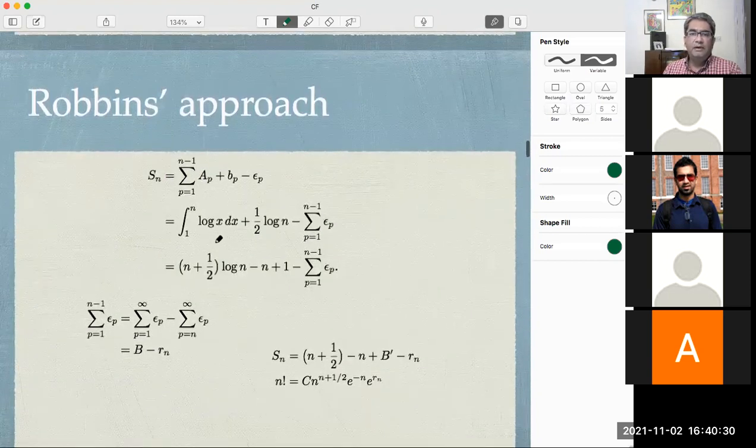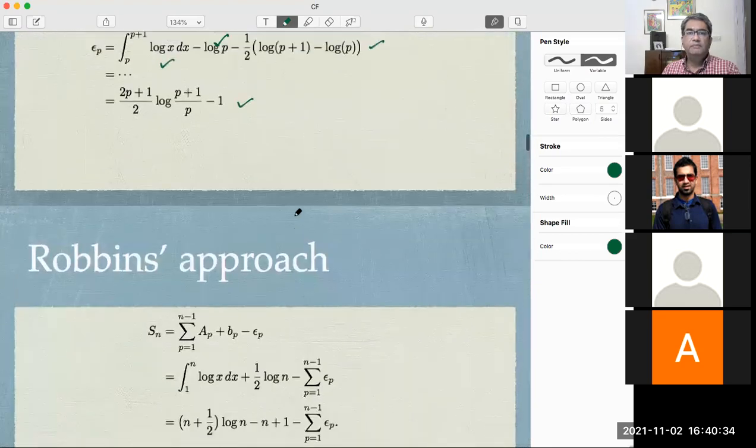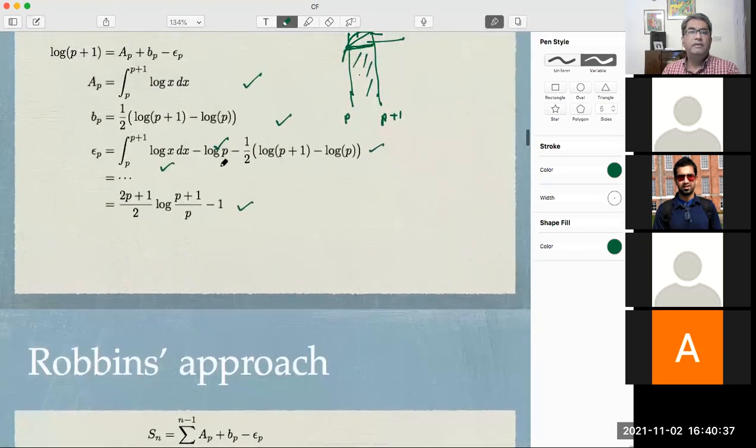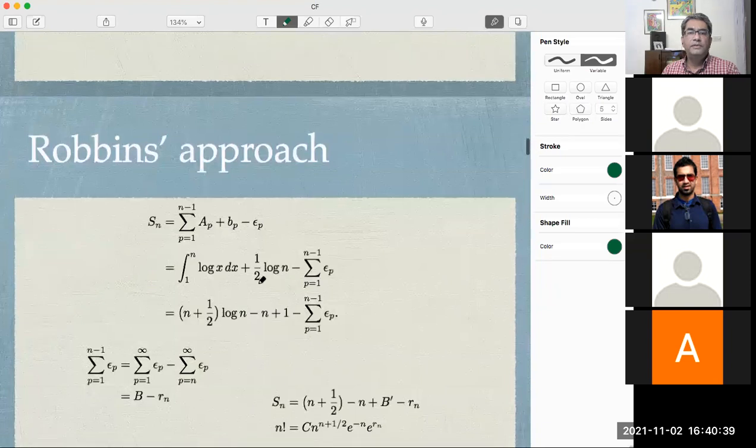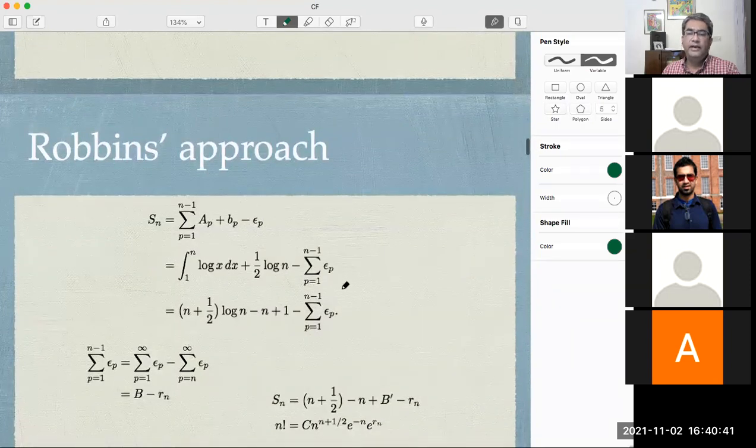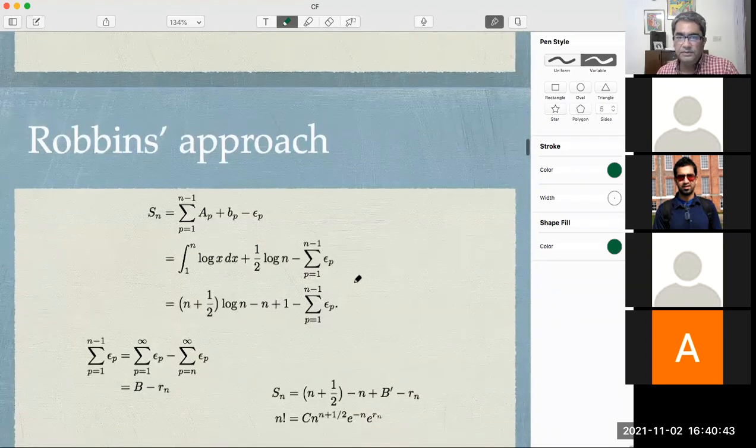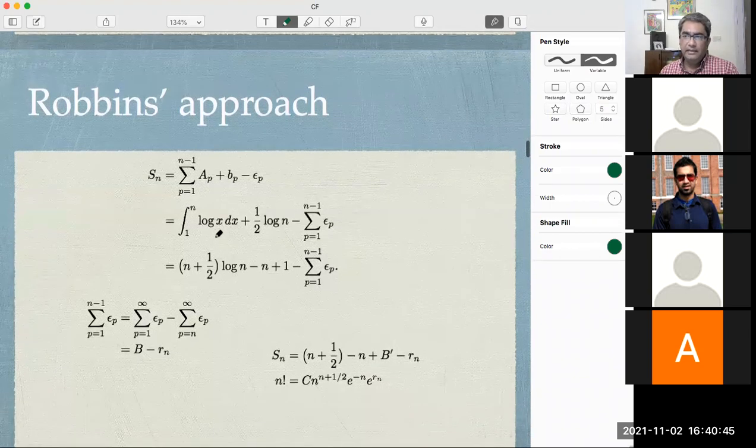So when he sums them up, the integrals all sum up. This part telescopes, and you get this, and then you get a minus the sum of the EPs. And you can do integration by parts, and you get this expression. Okay, so he's got up till here, and then there is this EP, which is these little slivers which he's added up. And these he writes as a sum.